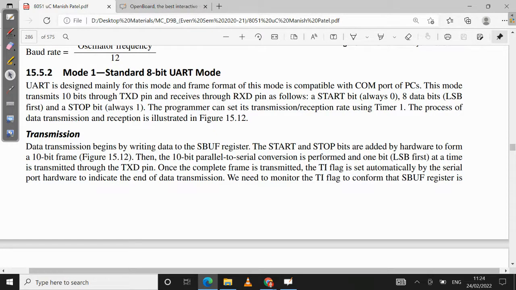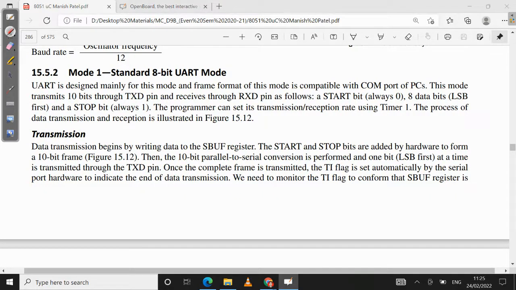So mod 1 में क्या हो रहा है? Okay, to understand this mod 1, try to understand the concept that here you are transmitting 8 bit UART, mod 2 में 9 bit, mod 3 में 9 bit. अब 8 bit UART में क्या हो रहा है, see here all of you, this mode transmits 10 bits through TXD pin and receives through RXD pin. ओके, तो यहाँ पे क्लॉक जनरेट नहीं हो रहा है क्योंकि आपको पता है in your mod 1 your baud rate is variable, it is not fixed, and it is set by timer 1.